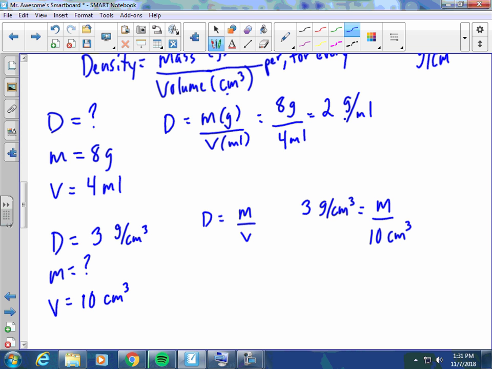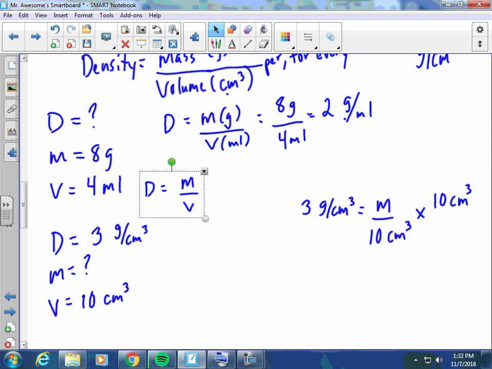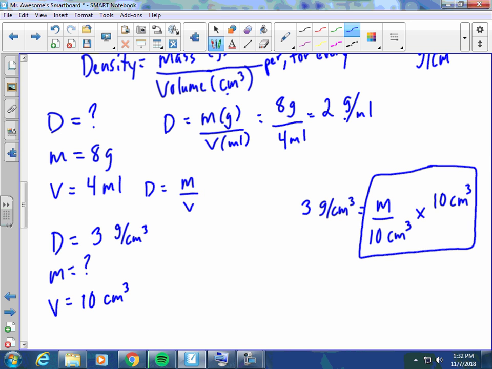Right now it's not by itself because it's being divided by 10 cubic centimeters. So the way to get it by itself is do the opposite of having it divided by 10 cubic centimeters. Multiply it by 10 cubic centimeters. But the rule goes like this: whatever you do to one side of the equation, you have to do the same thing to the other side of the equation. So if I multiply this right side by 10 cubic centimeters, I have to do the same thing to the other side. That's a rule. You can't change it. Otherwise, you're changing the equation.